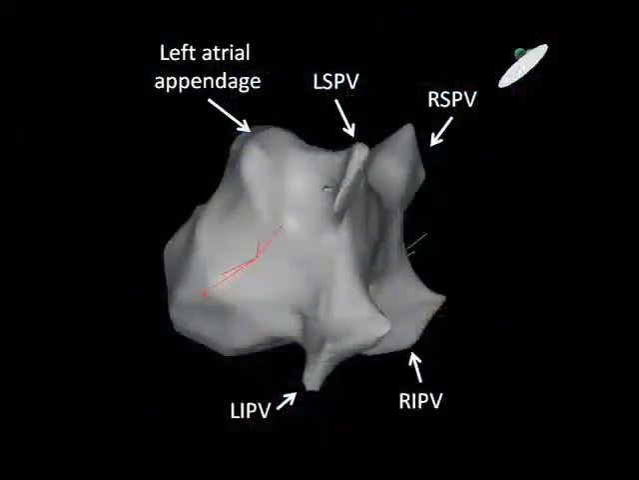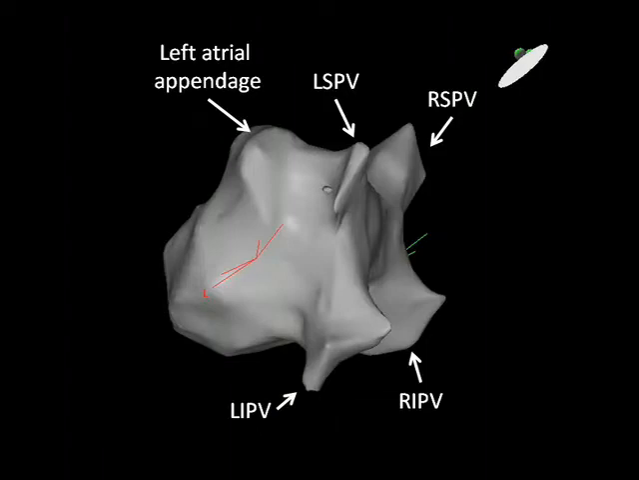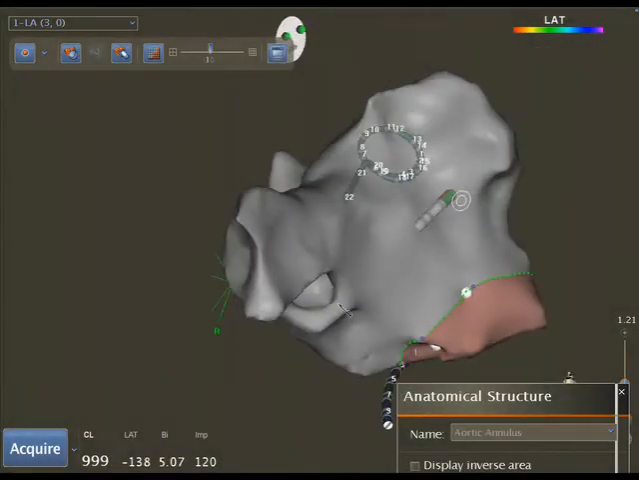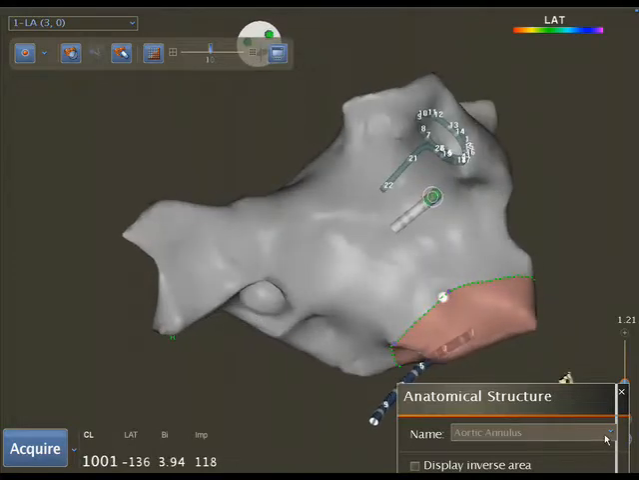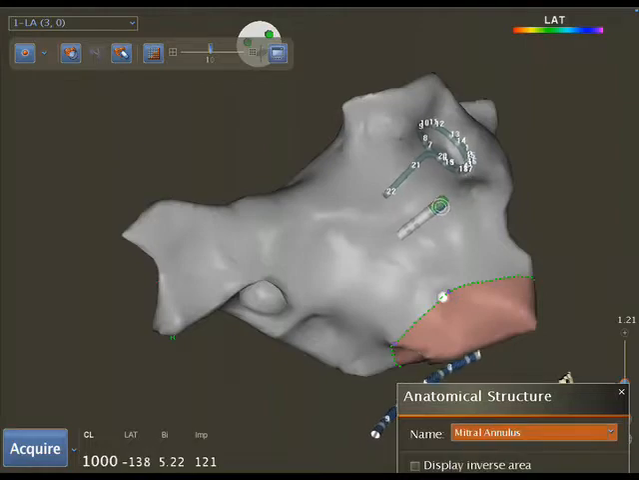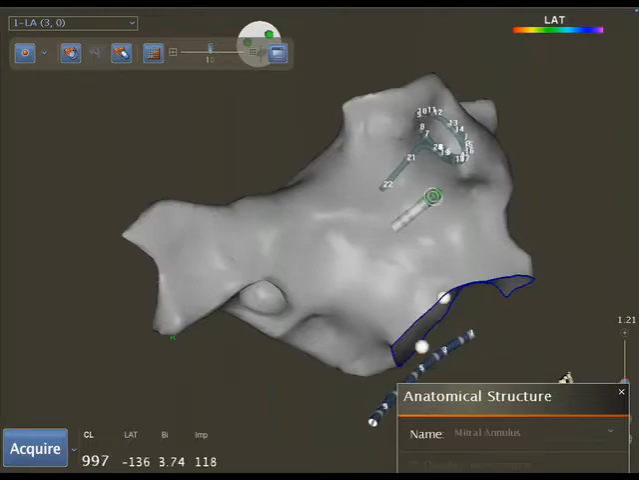Here, in a left lateral view, the anatomy and location of the left atrial appendage is well marked. The mitral valve location should also be marked. In addition to using the electrograms on the recording system, creating a mitral valve helps determine when the catheter has inadvertently entered the left ventricle.